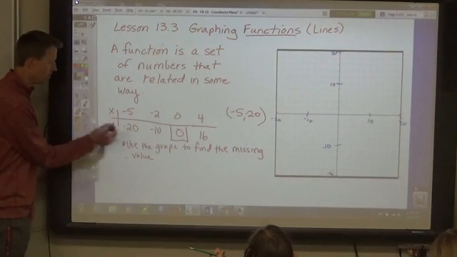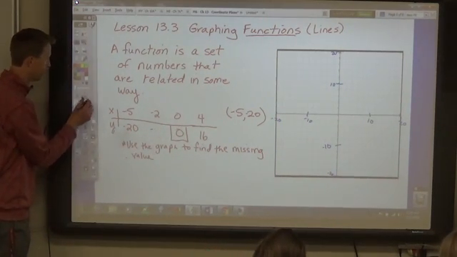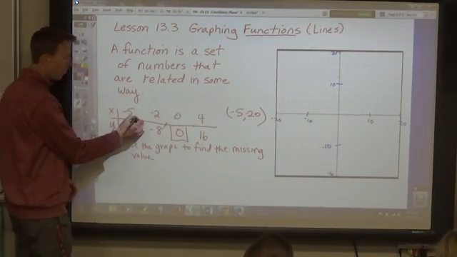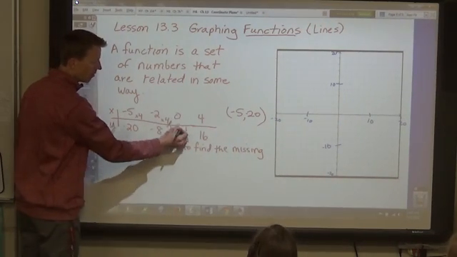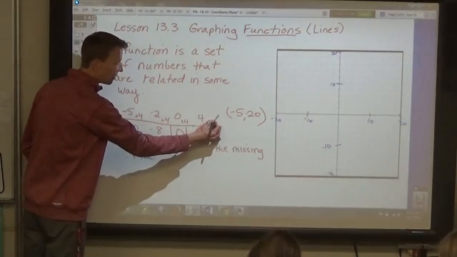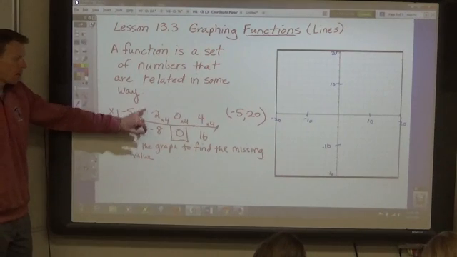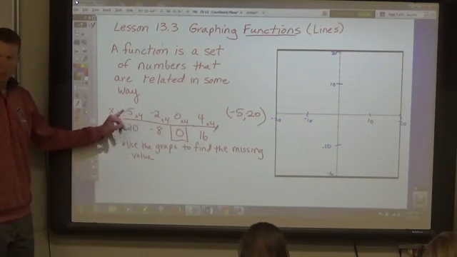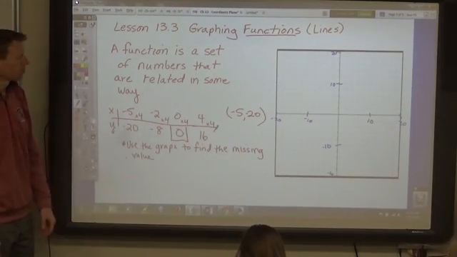This one should be -8, right? Yeah. There we go. So yeah, times 4. There's a pattern here of times 4. 0 times 4 is 0, so that works. And 4 times 4 is 16. So this is a function. It's called a function because these numbers are related by multiplying by 4.